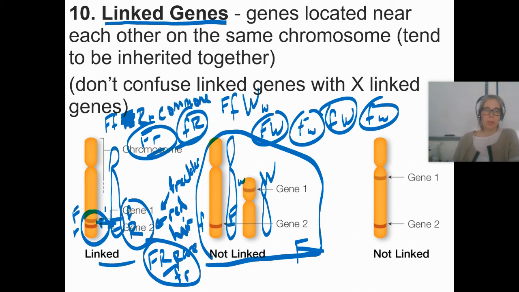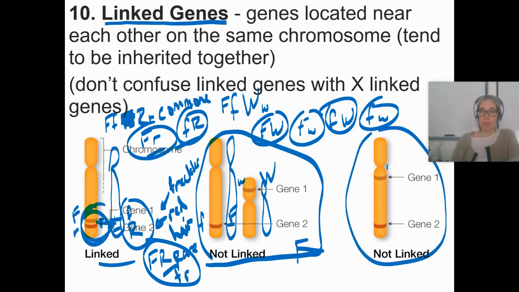So linked genes are when they are connected, they're close to each other on a chromosome. If you have genes that are on different chromosomes, they are not linked. If you have genes that are very far apart on one chromosome, chances are that you'll have a crossover somewhere in here. And we would say that those are also not linked.